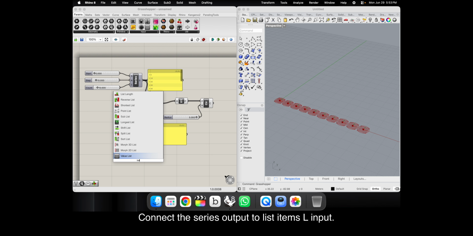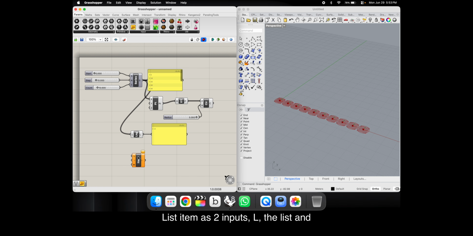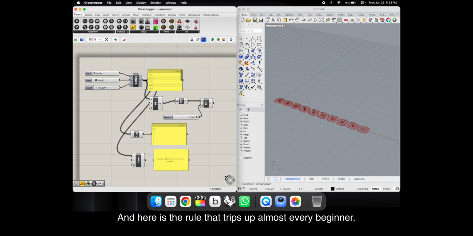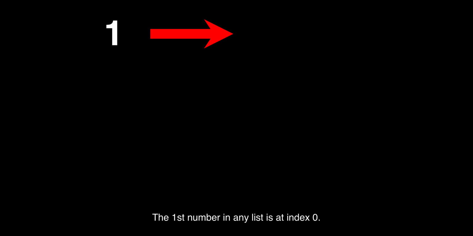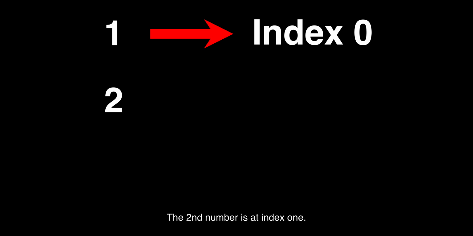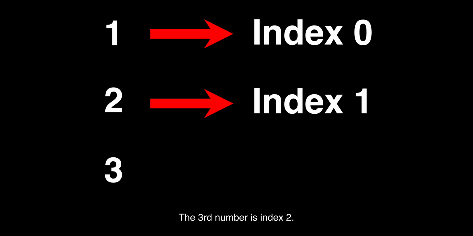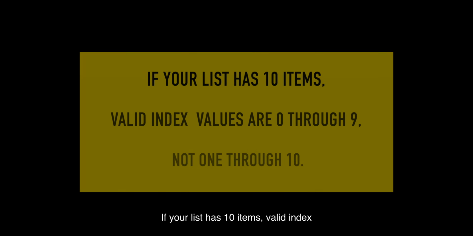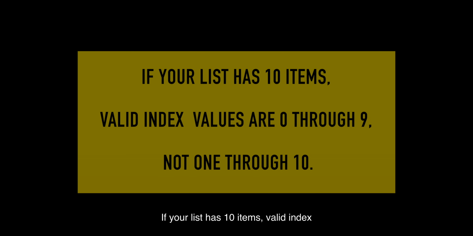Connect the series output to list item's L input. List item has two inputs, L, the list, and I, the index. The index is the position number of the item you want. And here is the rule that trips up almost every beginner. Grasshopper counts from 0. The first number in any list is at index 0. The second number is at index 1. The third number is index 2. This is called zero-based indexing. If your list has 10 items, valid index values are 0 through 9, not 1 through 10.